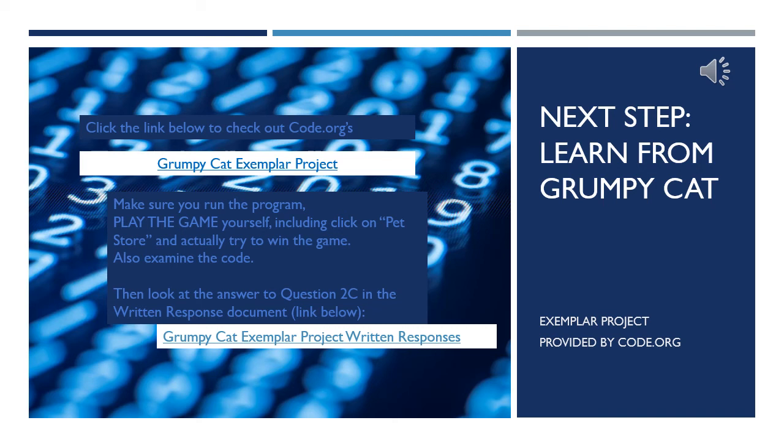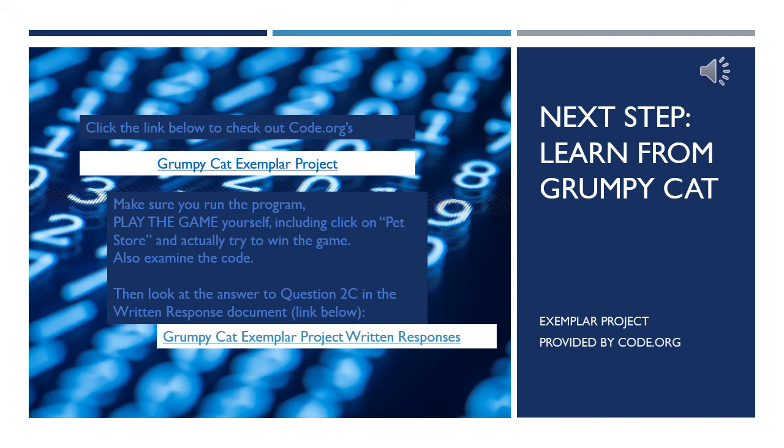But make sure that you actually try to win the game and see how long it takes you. I will give you a little hint: if you click on the pet store and you buy some things, it makes it easier to win the game. So also examine the code. You might want to examine the code to help you try to win the game more easily, because you'll know how things are being calculated. Looking at that code is a really good example, and you'll see there's a caution at the top. Do not try to use that game as a jumping off point to just modify a little bit and try to submit it as your own.